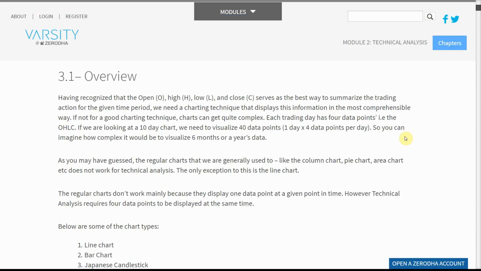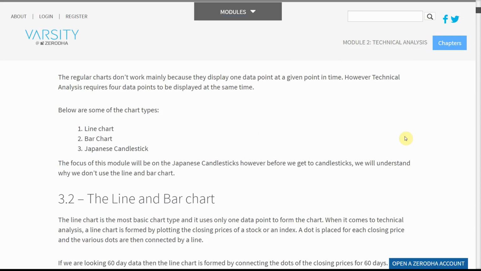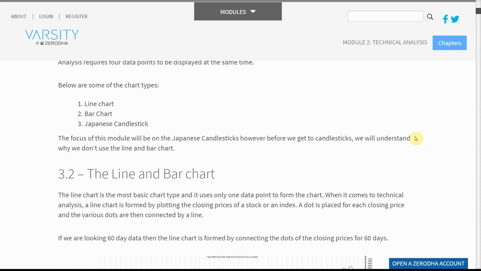The regular charts don't work mainly because they display 1 data point at a given point in time. However, technical analysis requires 4 data points to be displayed at the same time. Below are some of the chart types: line chart, bar chart, Japanese candlestick. The focus of this module will be on the Japanese candlesticks. However, before we get to candlesticks, we will understand why we don't use the line and bar chart.